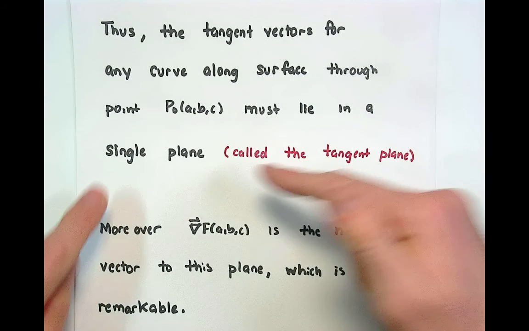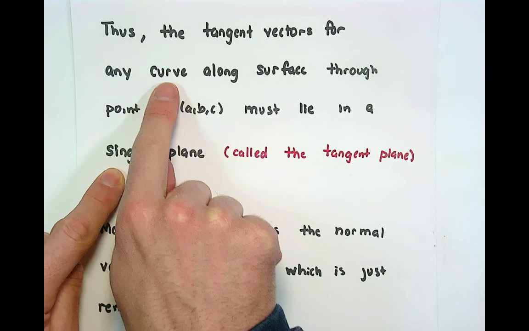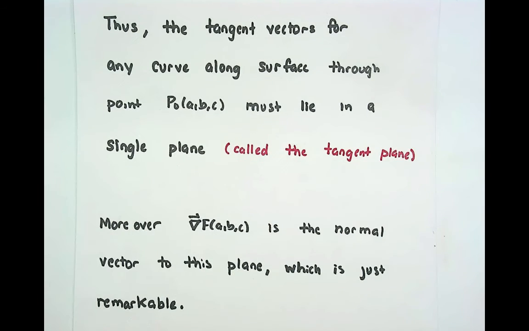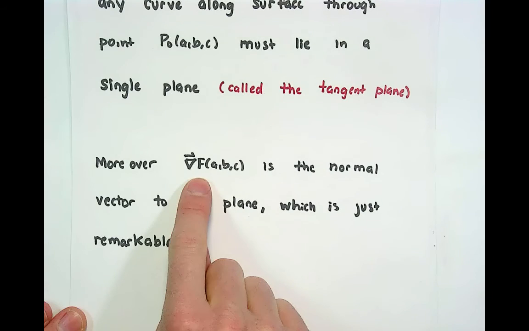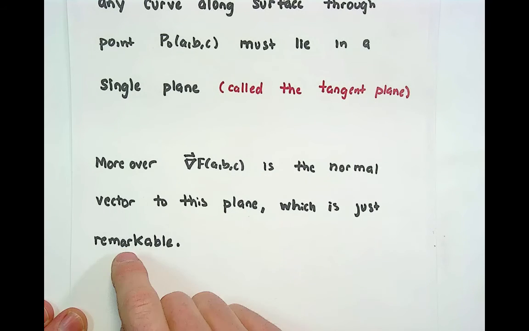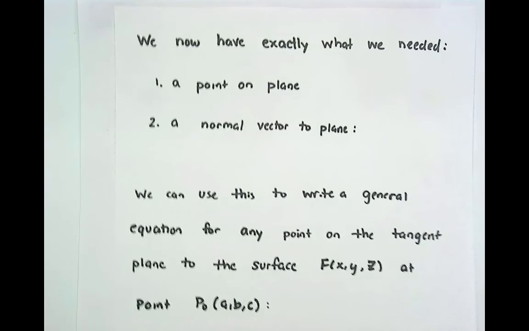P naught ABC must lie in a single plane, the plane that the tangent vectors lie on. So if you take the R prime of any curve, they all lie in a plane. This is the tangent plane. Moreover, the gradient vector evaluated at the specific point is called the normal vector to the plane. And this is exactly what we wanted to confirm.